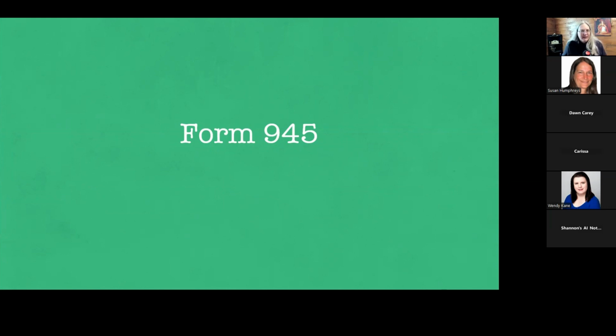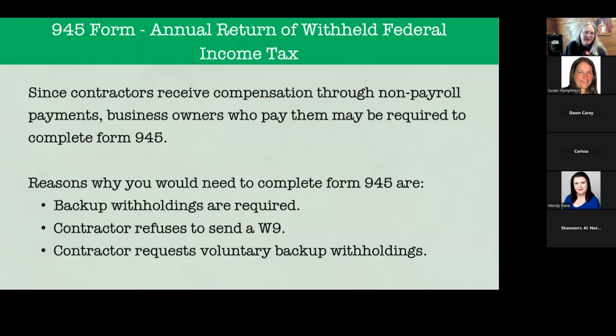So we're going to spend a minute or two talking about the form 945, which is the annual return of withholding of federal income tax. Since contractors receive compensation through non-payroll payments, normally if a business is required to have backup withholdings withheld, those are reported on a form 945. Reasons that backup withholding might be required are that the contractor refuses to send a W-9, or they request voluntary backup withholdings to be withheld from their regular invoice payments.